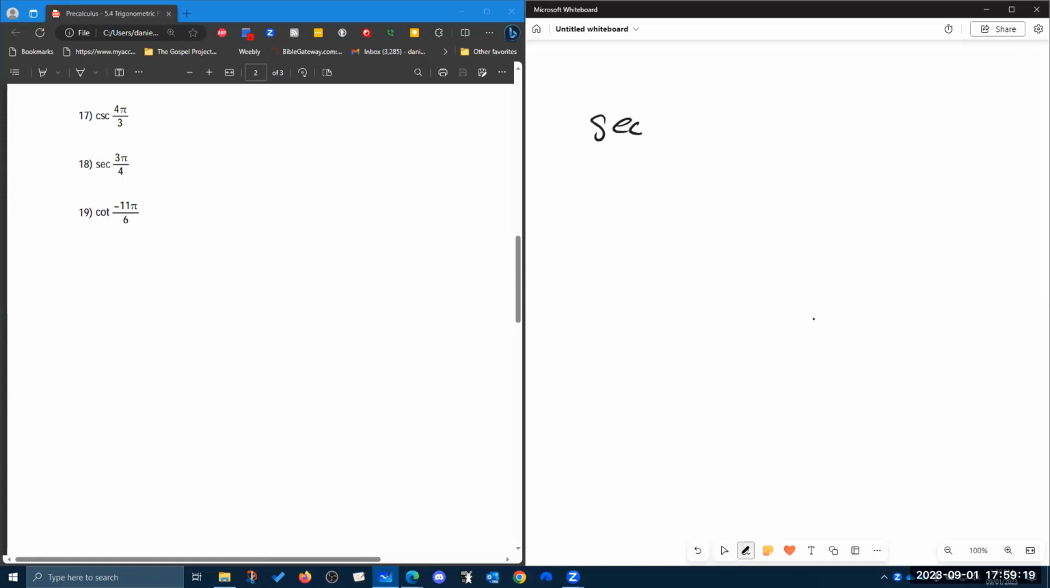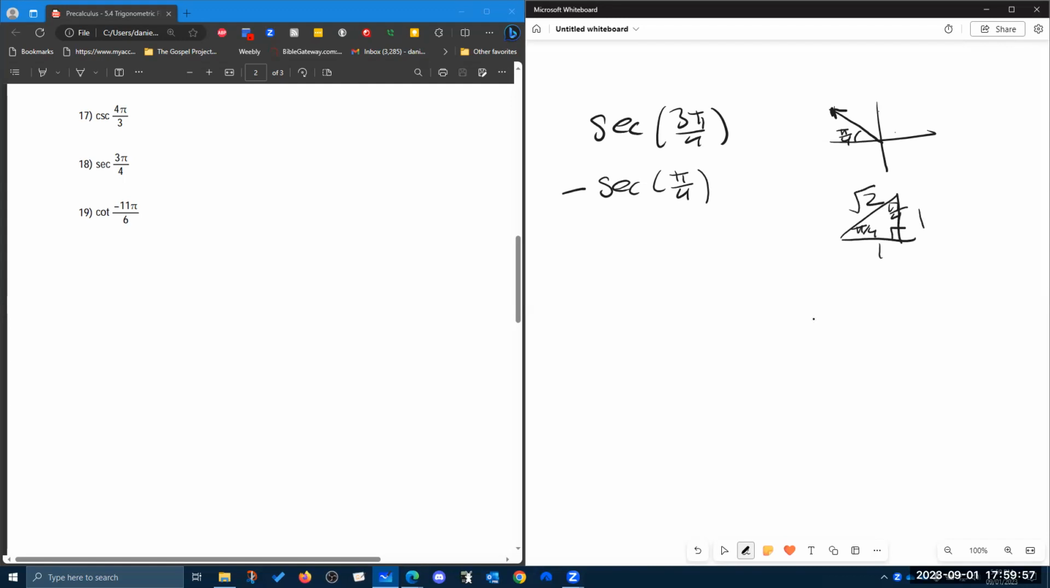Now let's try secant of 3 pi over 4. So 1, 2, 3 pi over 4 is over here in quadrant 2. Cosine is going to be negative there, so secant is also going to be negative. It's negative secant of pi over 4, because pi over 4 is my reference angle here. And we're going to look at that 45, 45, 90, or pi over 4, pi over 4, pi over 2 reference triangle. And the secant value is square root of 2.